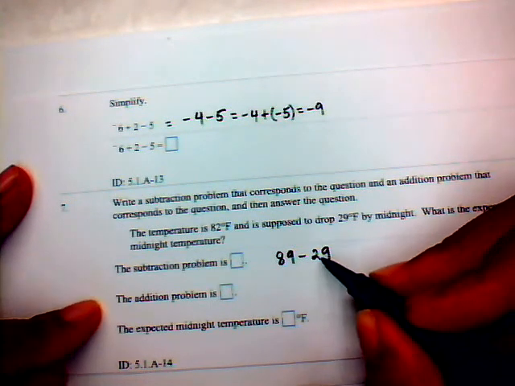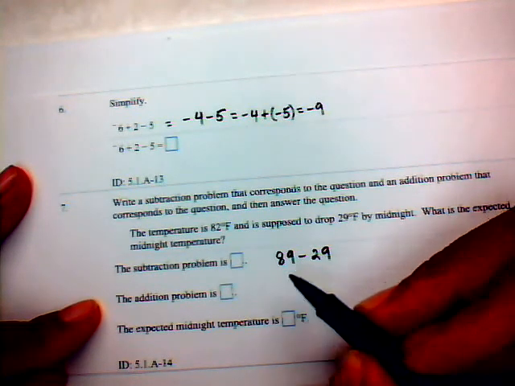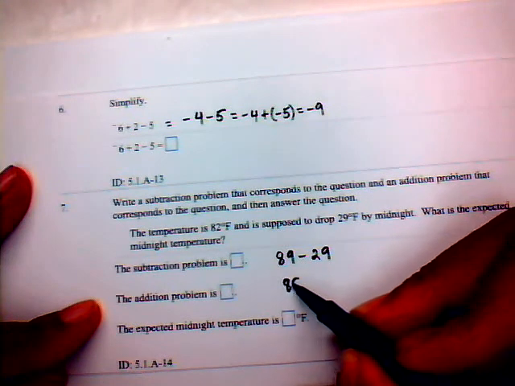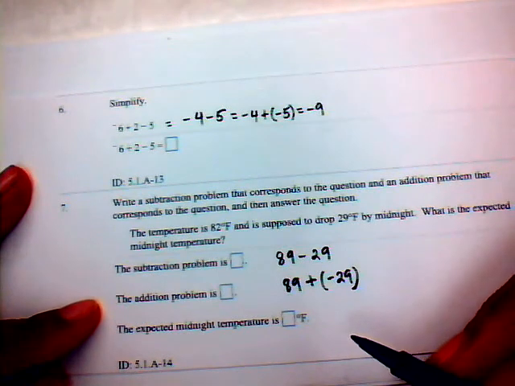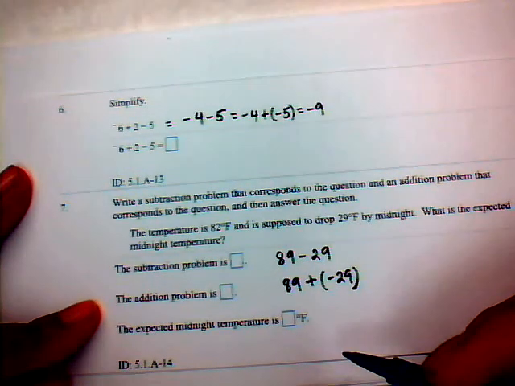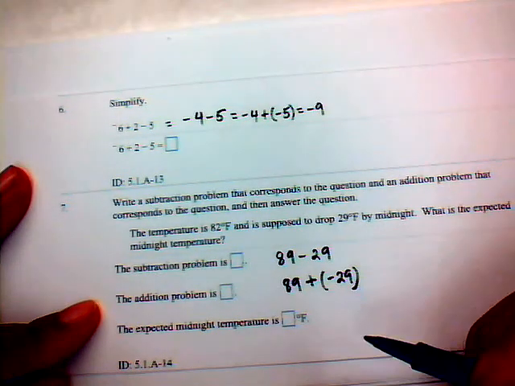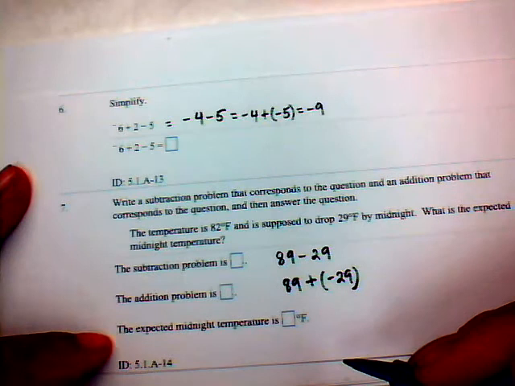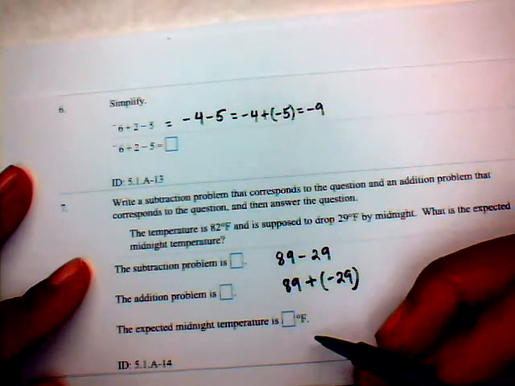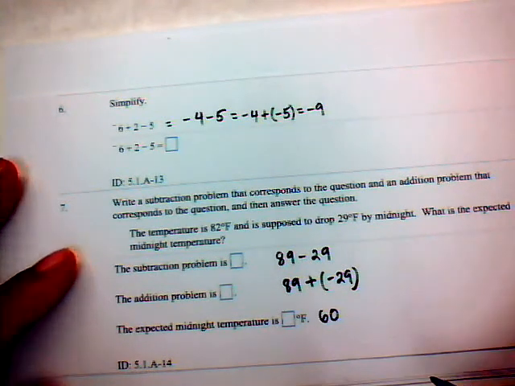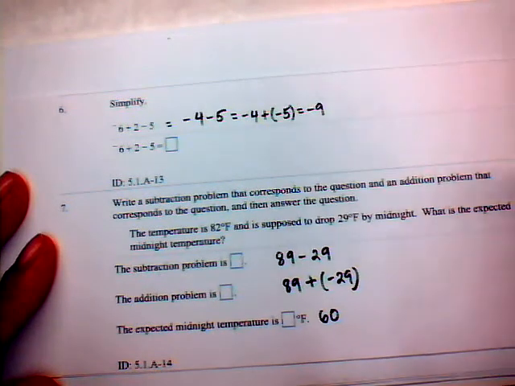The addition problem that's related to this is this: you're subtracting a positive 29. That's the same as adding to 82 the opposite of 29, which is negative 29. So now you get 82 plus negative 29. And then for the expected midnight temperature, if you subtract and take the sign of the larger absolute value, you're going to end up getting 53. So the expected midnight temperature will be 53 degrees Fahrenheit.